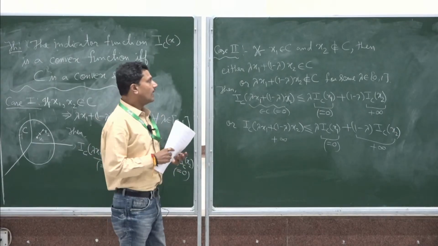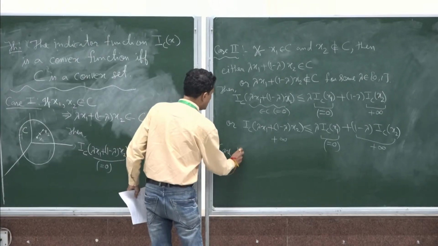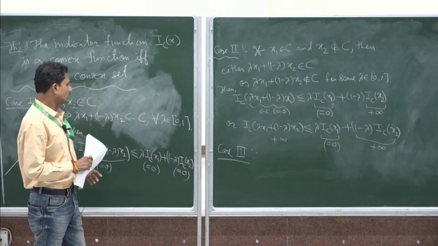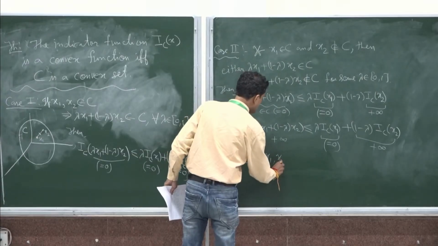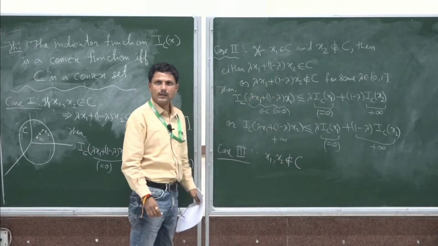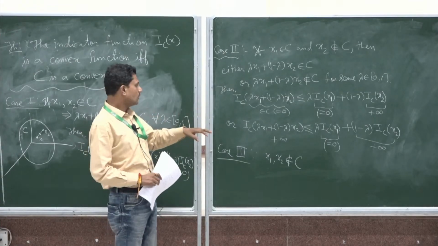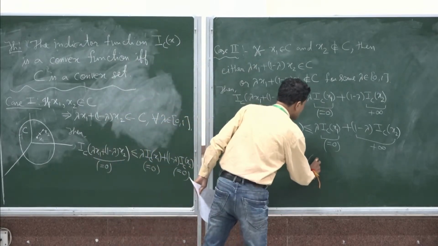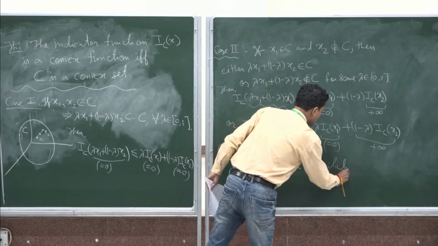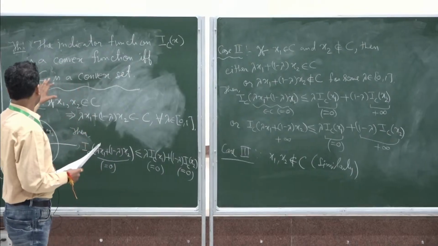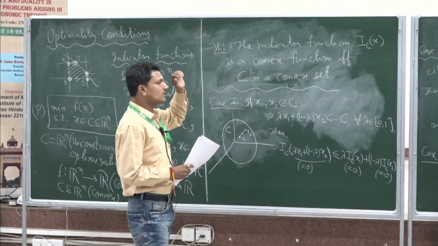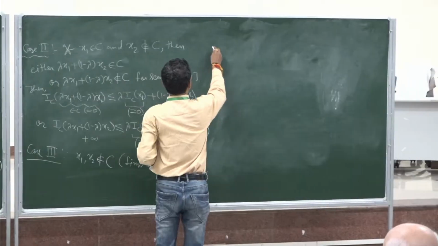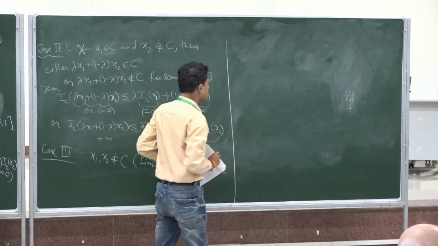Okay. And what will be the remaining case? Case 3. Similarly you can prove that if both the points x1 and x2 do not belong to C, then either their convex combination will be in C or outside C, and then we have these two cases. So now what we have seen is that this indicator function is a convex function if the set C is convex. So if C is convex, then the indicator function is a convex function.